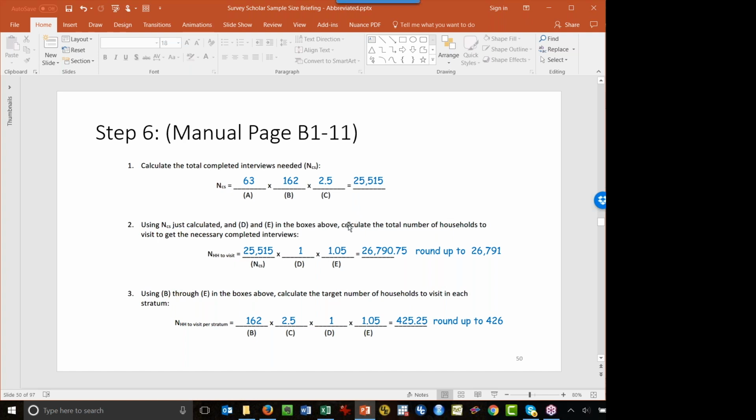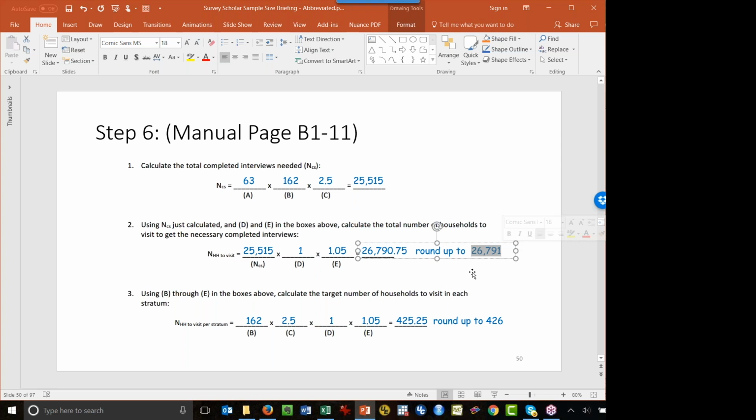How many households would we need to visit to get that many completed responses? Well, we know that we'll find an eligible child in just about every house, but we have to inflate the number of houses to go to by a small amount because in some houses, the respondent will not be at home or will refuse. So to get 25,515 responses, this second equation is telling us we would need to go to about 26,791 households.